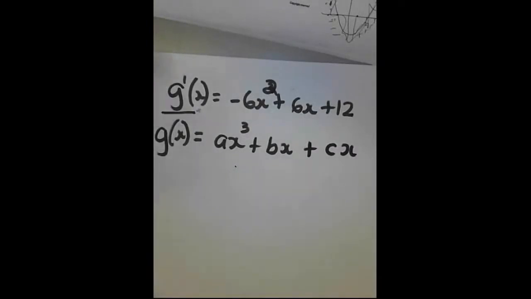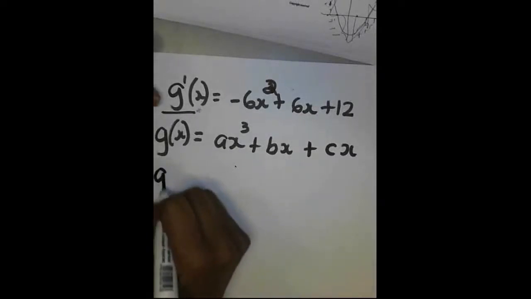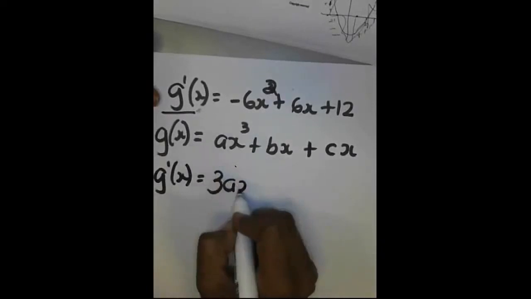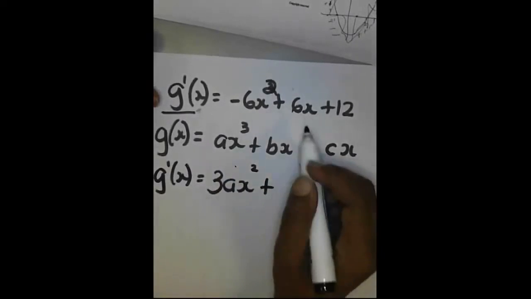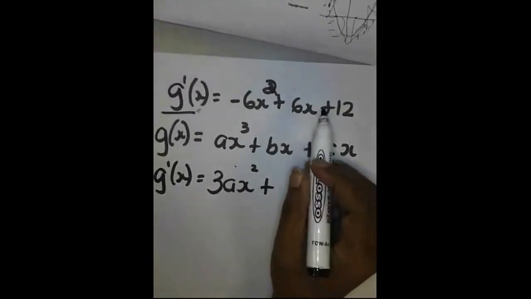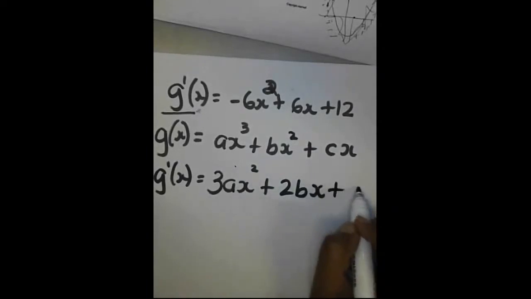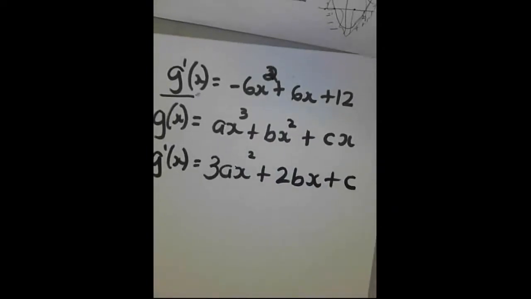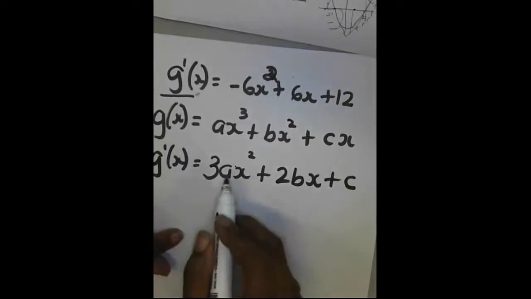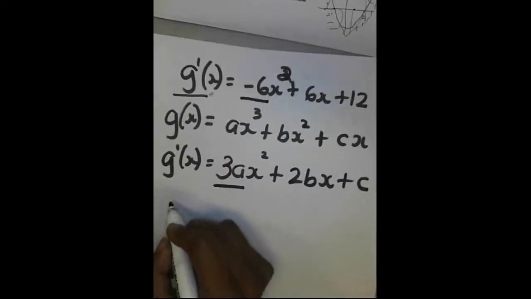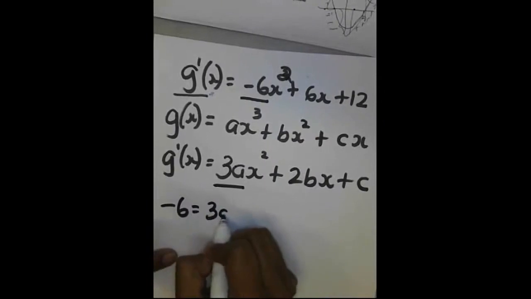Now if I must compare the two, how do I move forward? Well, I take my given equation and I find the derivative: 3ax squared plus 2bx plus c. And lo and behold, I can find my equation. Why? Can you see here? This 3a is in the same spot as negative 6. Because by comparison then, negative 6 is equal to 3a.